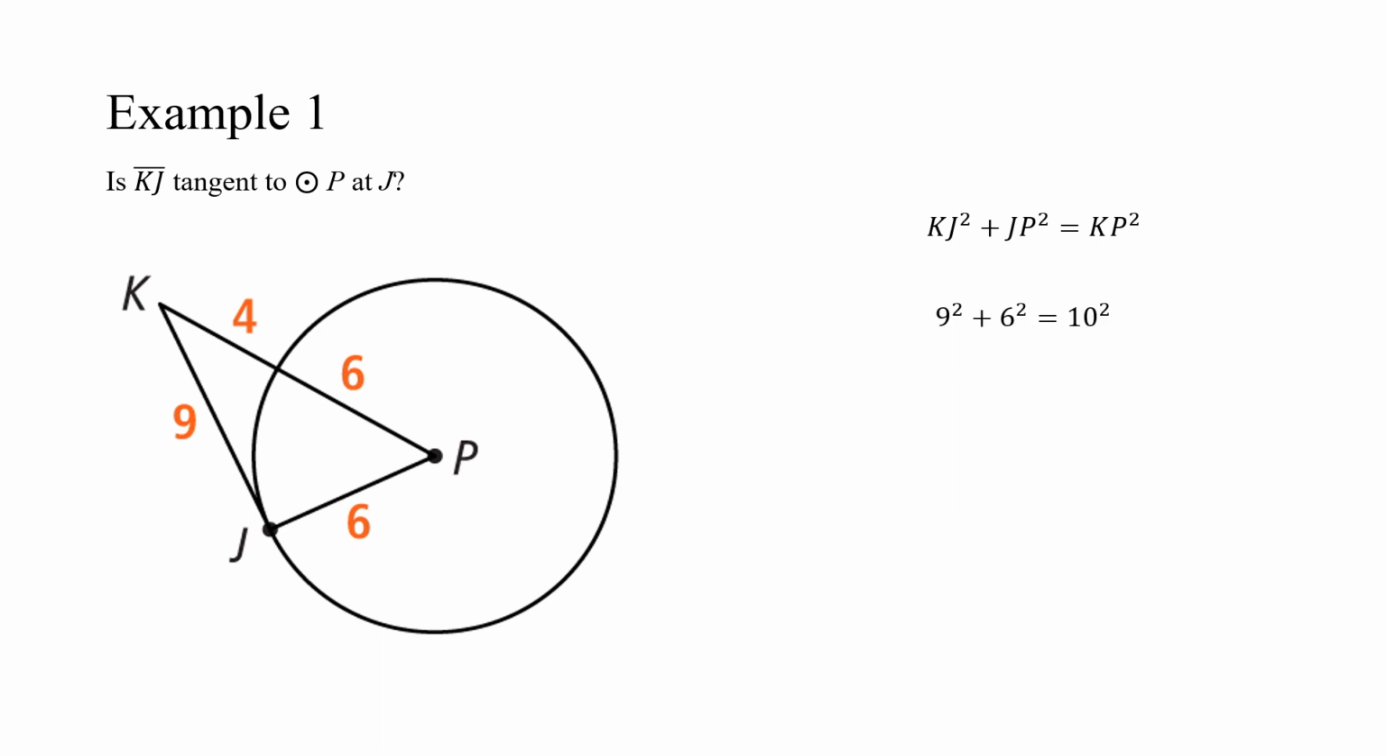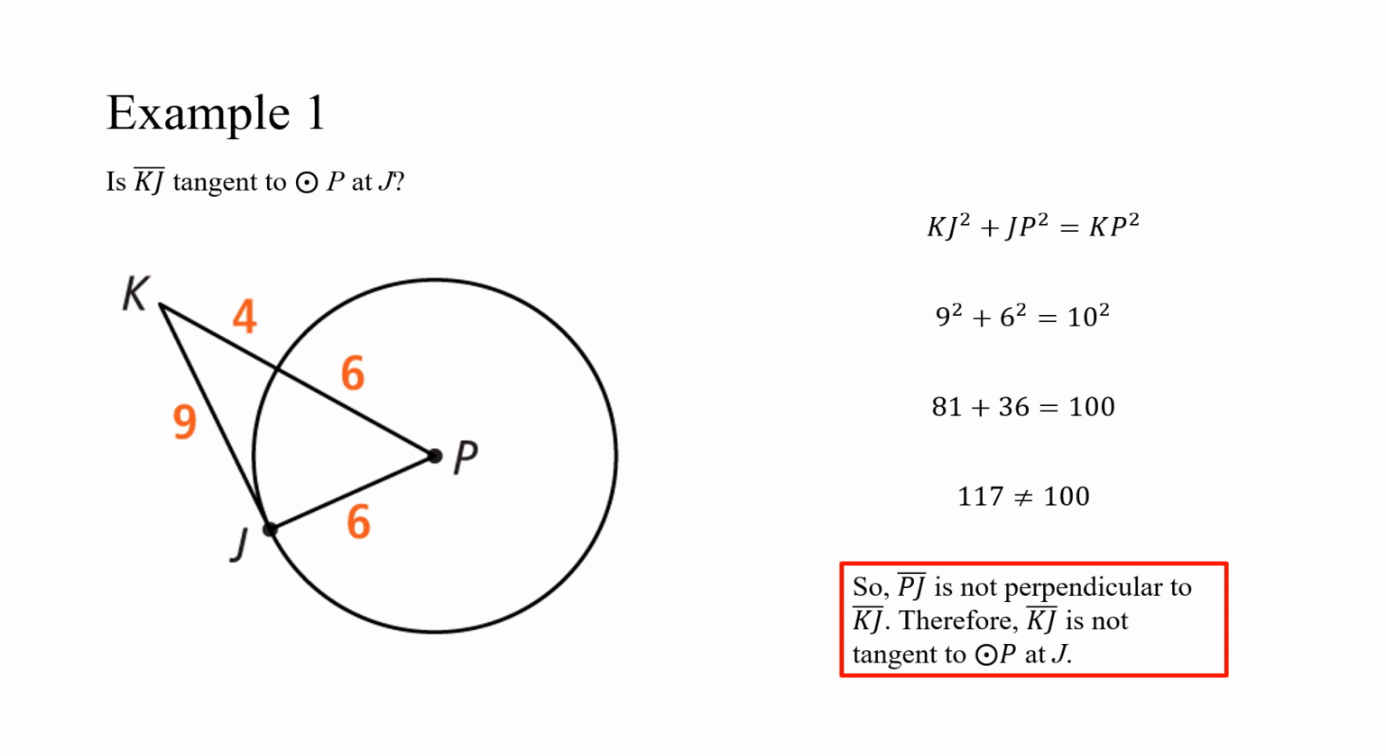KJ is going to be 9, JP is going to be 6, and then KP is going to be the sum of 4 and 6. 9 squared is 81, 6 squared is 36, 10 squared is 100. On the left-hand side, if we add up 81 plus 36, we're going to get 117. And notice that's not the same as 100. Therefore, we have a false statement. So it cannot be the case that KJ is tangent to circle P because it doesn't follow the Pythagorean theorem. Therefore, KJ is not tangent to circle P.